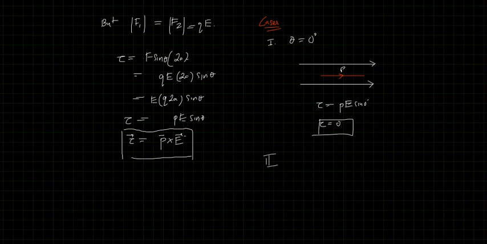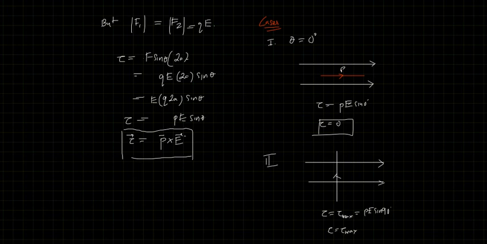Case 2, when it is 90 degree. Something like this: this is the electric field, and here is our dipole moment, perpendicular to the electric field. At that time torque will be maximum. Tau would be equal to tau max, which is PE sin 90. That gives me tau equal to tau max, which is PE. Got it? We will see more about torque and its potential energy in an upcoming topic.